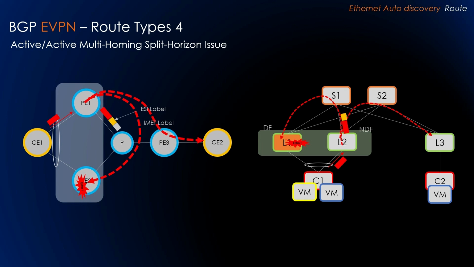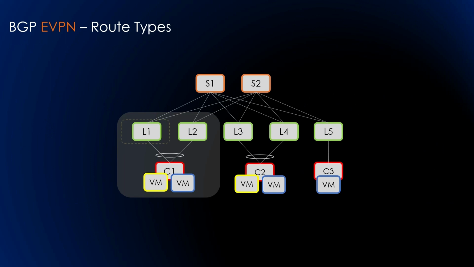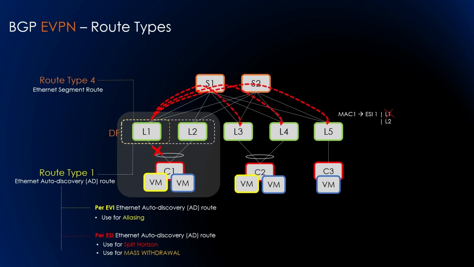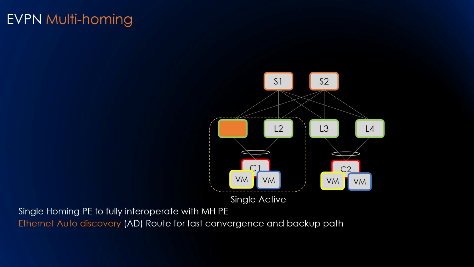You can refer to my previous video on the Ethernet AD route, where I explain this in more detail. EVPN only supports single-homing there. In a multi-homing scenario, we discussed route type 4: how it discovers peers and how it elects the designated forwarder. Also, in a multi-homing scenario, route type 1 is needed to use aliasing. Also, the Ethernet ES auto-discovery route is used for split horizon. And we also have the mass withdrawal feature, which is based on route type 1 and is done with the per-ESI Ethernet auto-discovery route. For a single-homing PE to fully operate with a multi-homing PE, Ethernet auto-discovery routes are used for fast convergence and for the backup path. But for single-active, we don't use any kind of Ethernet segment routes.